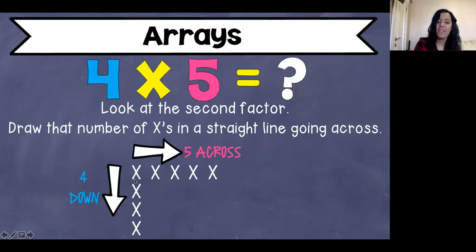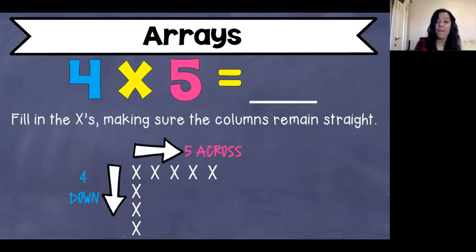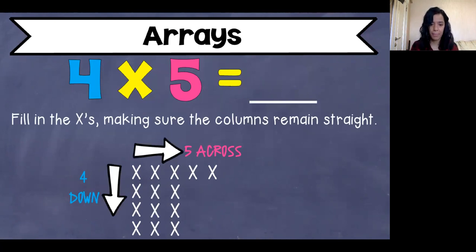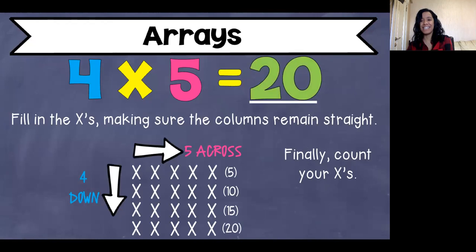Now, I've done this 4 down and 5 across. What do I need to do now? I need to start filling them in. So very carefully, I'm going to start filling in the X's. Nice straight line down and line across. And then I can go ahead and count them. Okay? So I can count 5, 6, 7, 8, 9, 10, 11, 12, 13, 14, 15, 16, 17, 18, 19, and 20. Okay? So those are arrays.